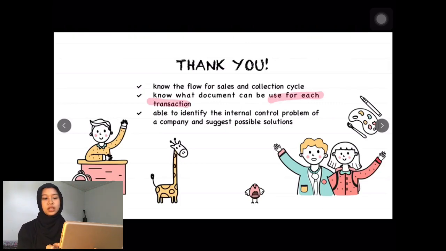Okay, so dekat sini dokumen contohnya macam Ideal, Izan dan Syahir dah explain setiap dokumen and the others dah explain setiap dokumen yang boleh digunakan untuk setiap transaction tu. So if you guys tak faham lagi, boleh ambil lagi. And then they're able to identify the internal control problem of a company and suggest possible solution. Maksudnya dekat sini saya dah explain tadi dekat past the question, dia boleh suggest possible solution. Sebab saya dah jumpa, dah identify the problem and then terus suggest possible solution.